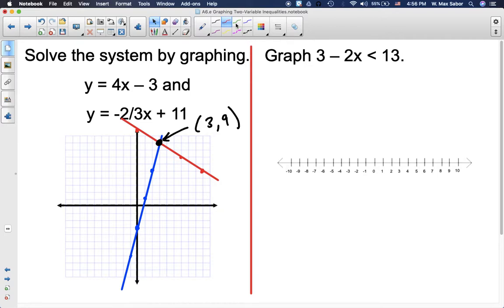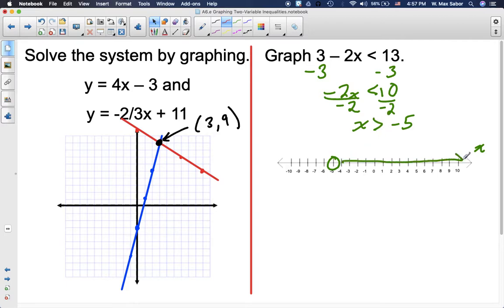The other skill that we need in order to do this is to know how to graph this inequality. Well, you solve the inequality. So -2x is less than 10, and divide by -2 on both sides to get x is greater than -5. So we put an open circle at -5, and because this is greater than, we will shade to the right. If you've forgotten these, go back to solving systems by graphing, as well as graphing one variable inequalities, because you'll need those skills in this lesson.